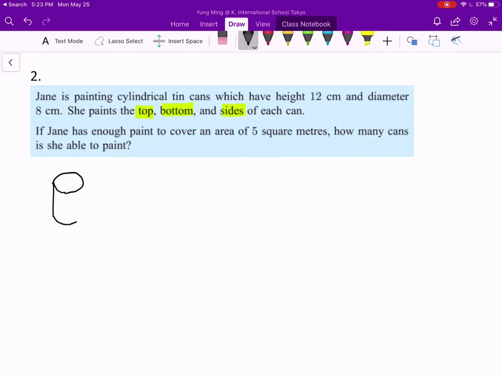So if we draw a little picture, that's basically what we want. We want a cylindrical shape in this case. We want to consider the base, the top base, and also the bottom base. And then we also need to consider the circumference, and then we need to multiply by the height. Okay, so that's what we want.